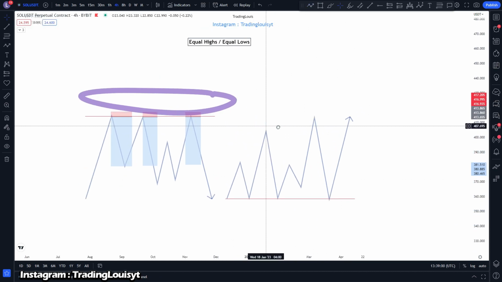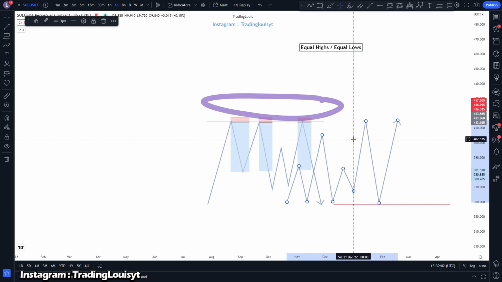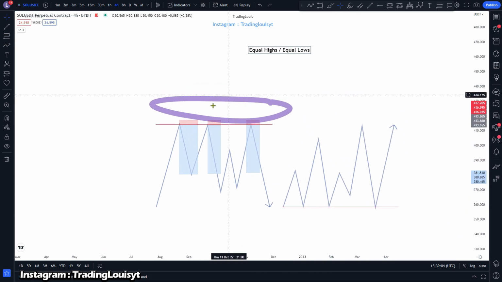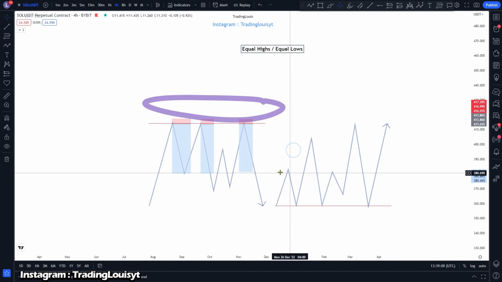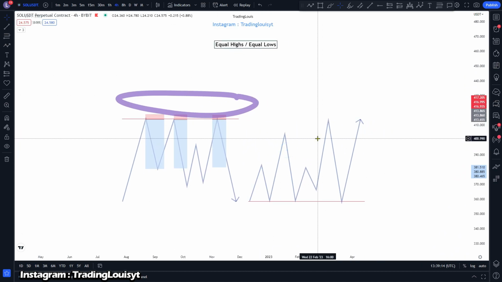So that is just a brief overview of what liquidity is. It is just where money is laying, and it is where smart money and the big banks want to come up, grab all that money, and then move back in the direction that they wanted to go.